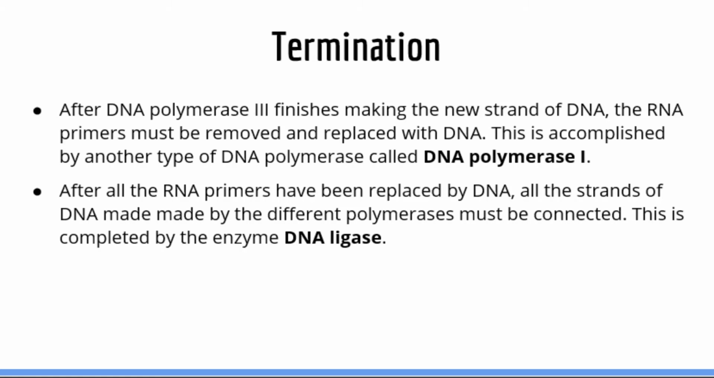Once DNA polymerase type 1 has finished replacing the RNA primers with DNA, each strand must be connected. Throughout this entire process, the DNA strands made by each of the different DNA polymerases are only being held together by the hydrogen bonds on the opposite strand. In order to ensure that the DNA molecules are stable and do not break, the strands must be connected. The backbone of the DNA strands are made up of special covalent bonds called phosphodiester bonds. A special enzyme called DNA ligase will connect all the strands made by the different polymerases by creating new phosphodiester bonds.